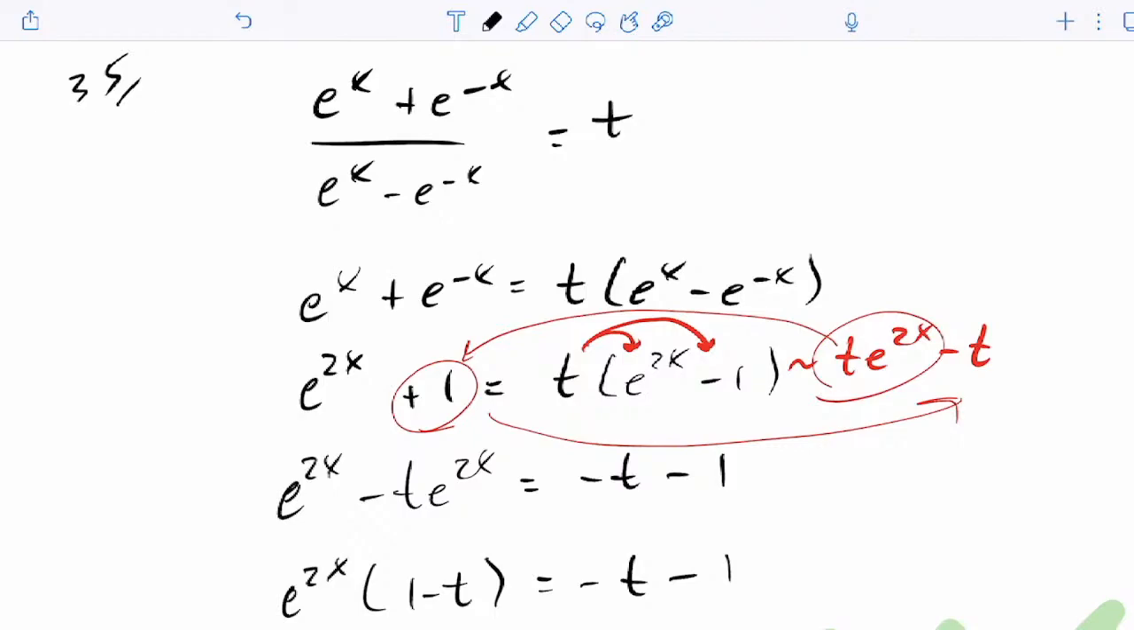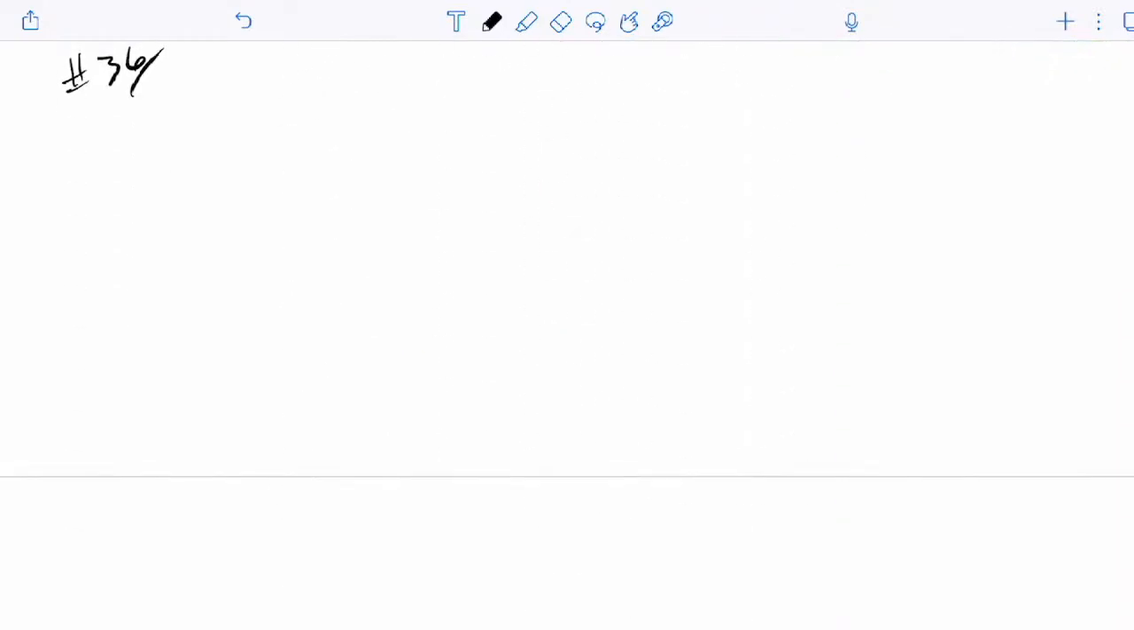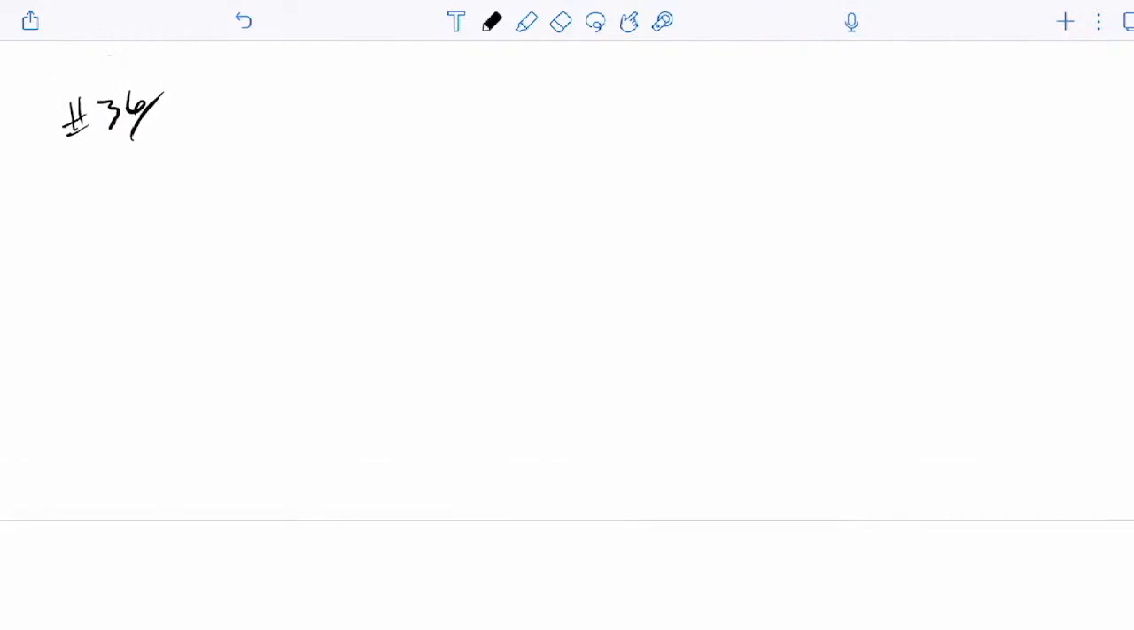I multiplied across by the bottom. Multiplied across by this, it goes right here. That's all. Okay, so there's 35, and then Leanne wanted 36. Do you need 36, Leanne?